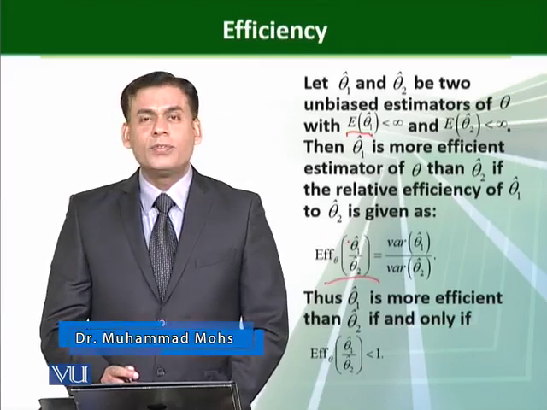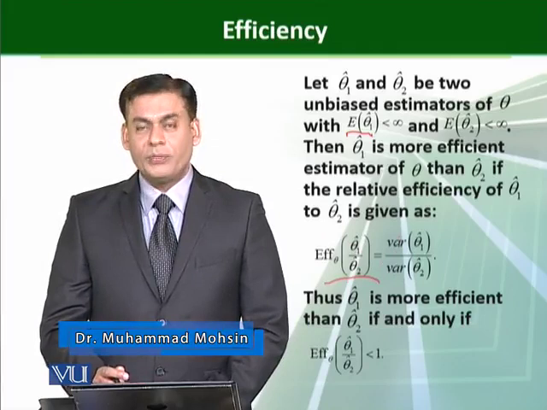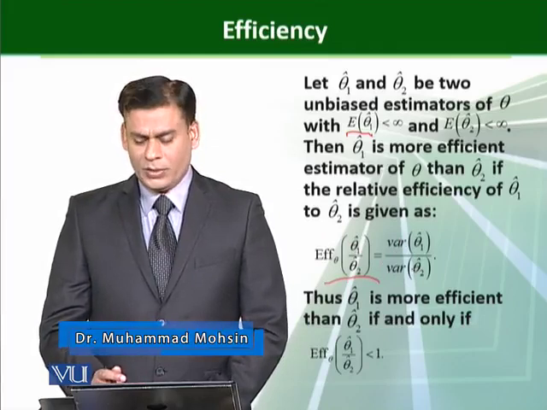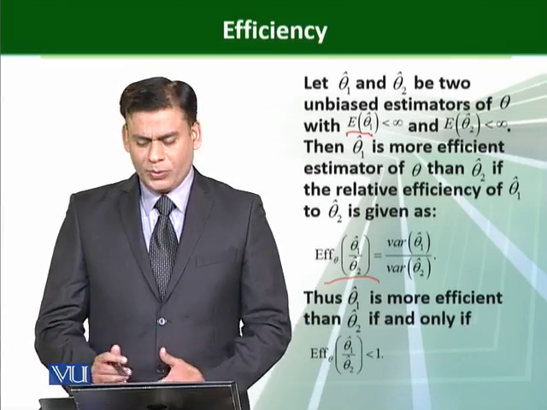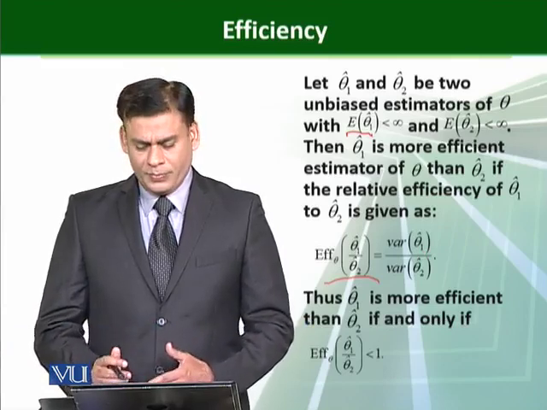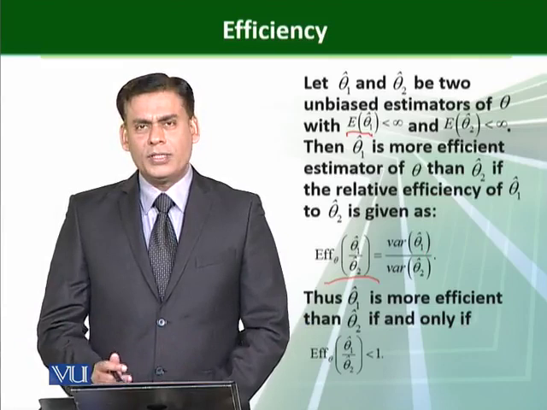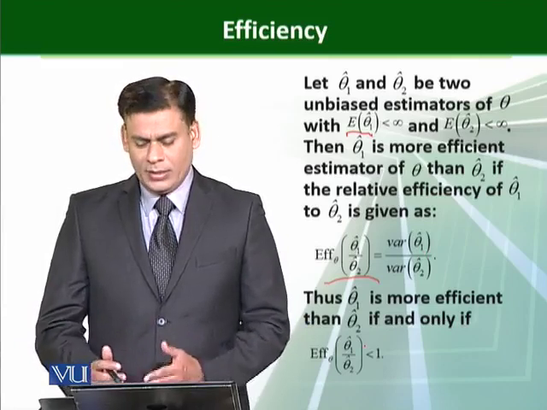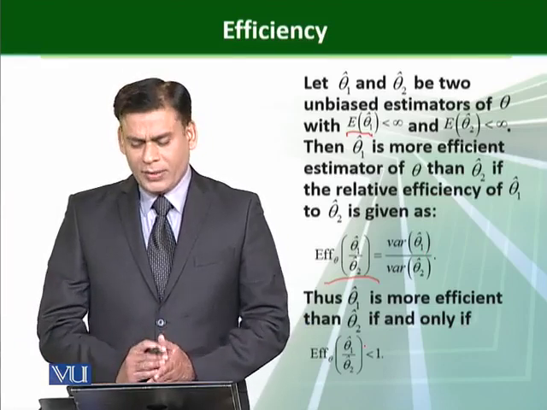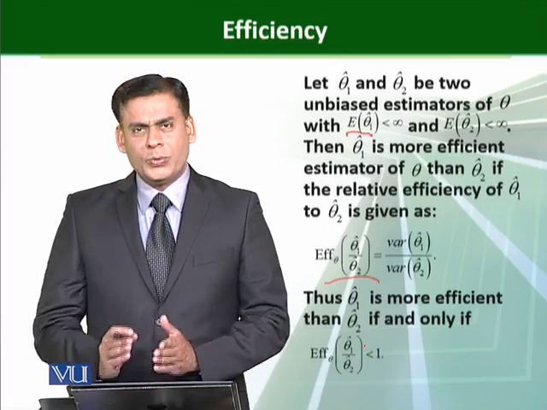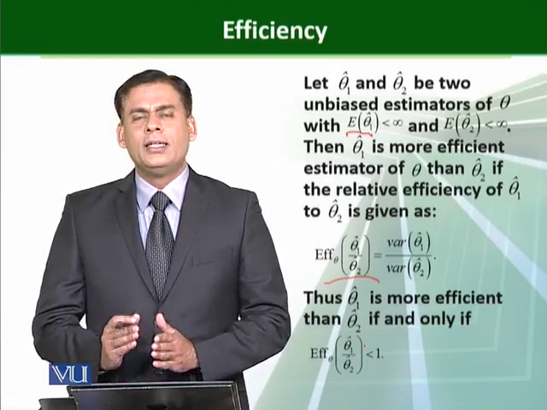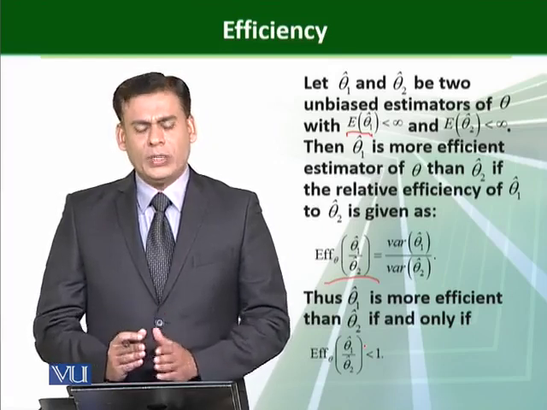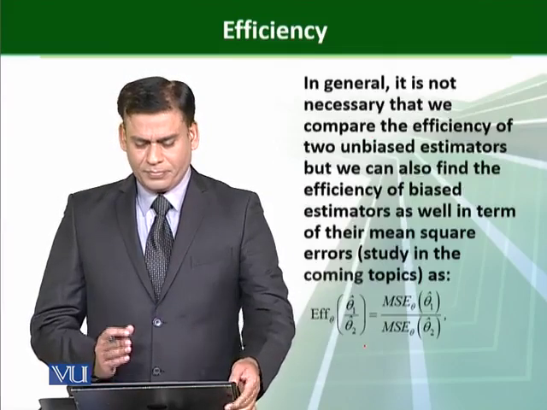The efficiency of theta 1 hat over theta 2 hat is equal to the variance of theta 1 hat over the variance of theta 2 hat. Thus, theta 1 hat is more efficient than theta 2 hat if the result of this ratio is less than 1. यानी अगर variance of theta 1 जो है वो theta 2 से कम होगा, less than 1 का मतलब यह है कि वो कम होगा, तो we say that the estimator of theta 1 is more efficient.